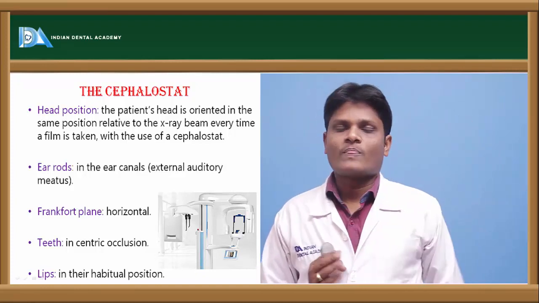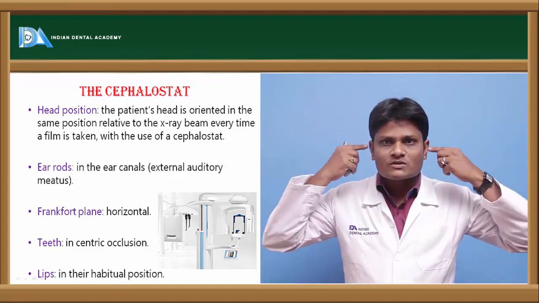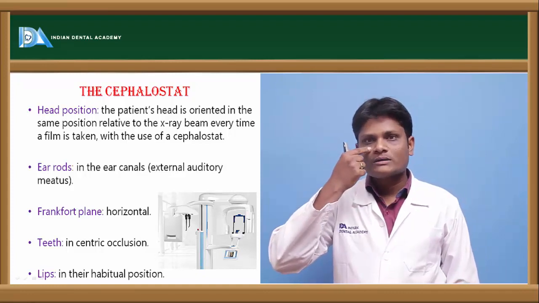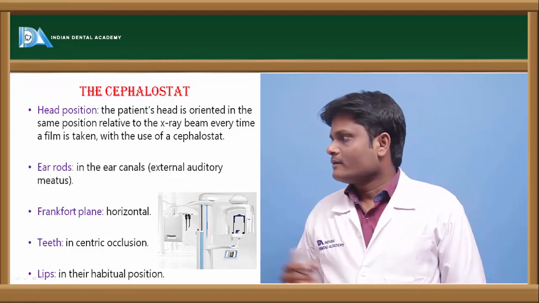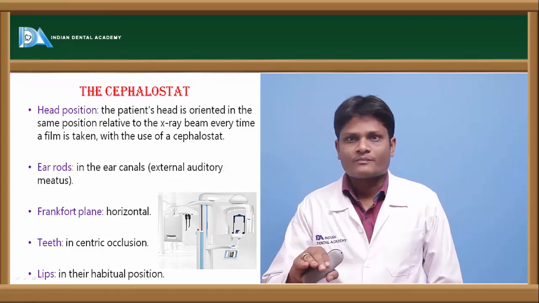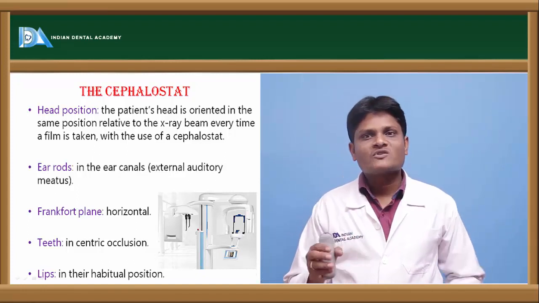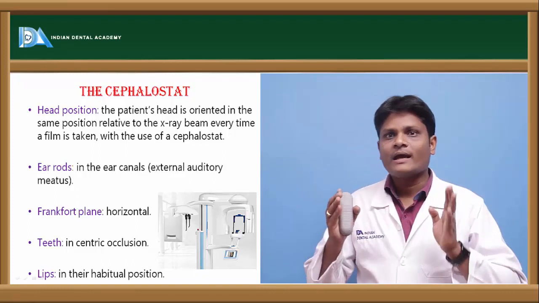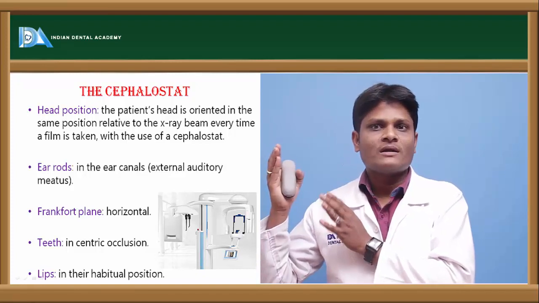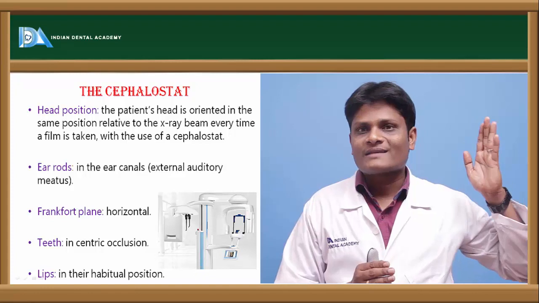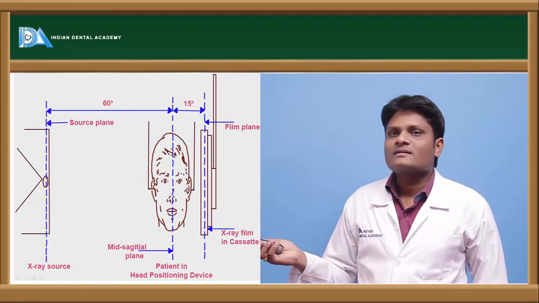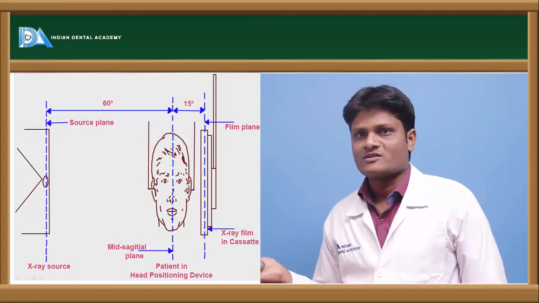parallel to the floor. Now, the cephalostat has ear rods that go into the external auditory meatus of the patient and an orbital pointer that points along the lower orbital margin. And the teeth should be in centric occlusion and the lips should be in a relaxed position. So a lateral cephalogram is taken by positioning the head in this manner in the cephalostat, and the X-ray production unit is used to project the X-rays onto the head of the patient, and the image will be recorded onto the cassette that is placed on the side of the patient. This is the setup of lateral cephalogram image acquisition.